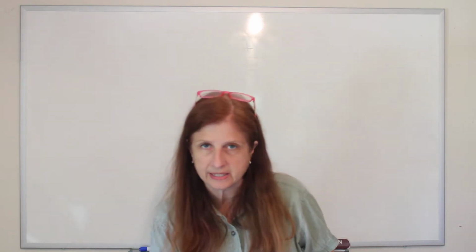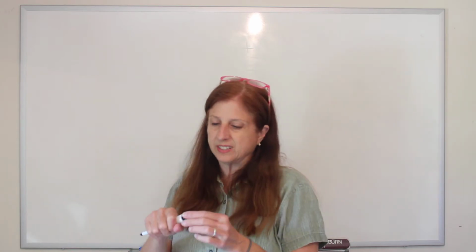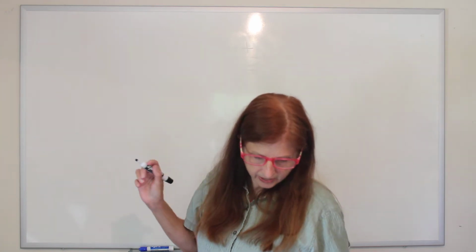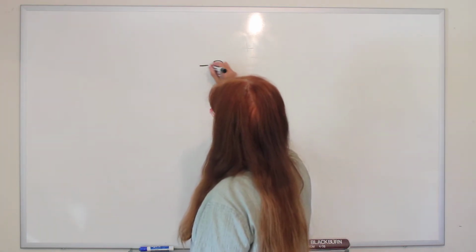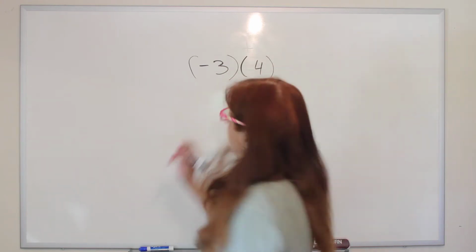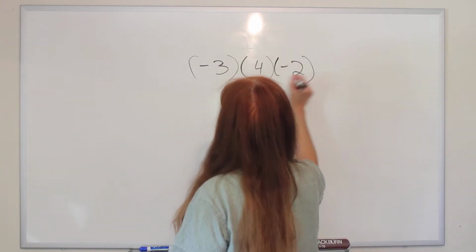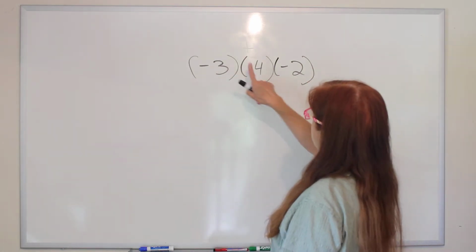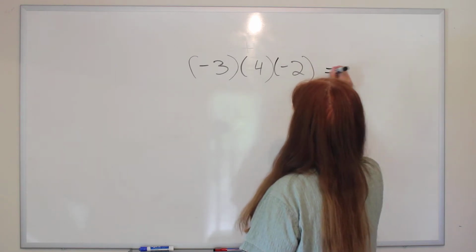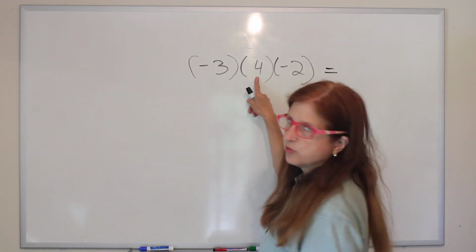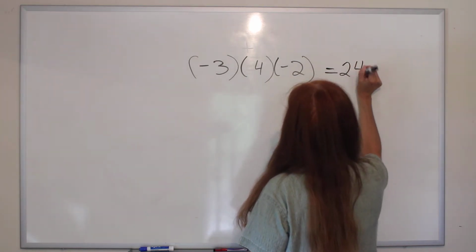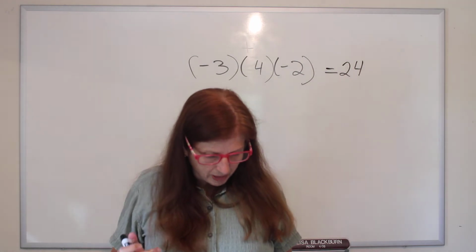But I think this will be one of the easiest things. And remember, if it doesn't have letters, you can just put it in your calculator, and your calculator will do it right also. So if you have negative 3 times 4 times negative 2, a negative times a positive is a negative, then negative times negative is going to be a positive answer. 3 times 4 is 12, 12 times 2 is 24. Ta-da! So not too bad, right?